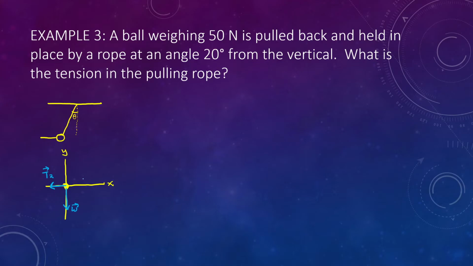There's also another tension in that rope pointing kind of upward. Make sure that when you draw this vector, it has about the same height as the weight and the same horizontal distance as the tension 2 so that everything balances. I'm not going to be able to do that perfectly, but maybe something like that. This is T1.